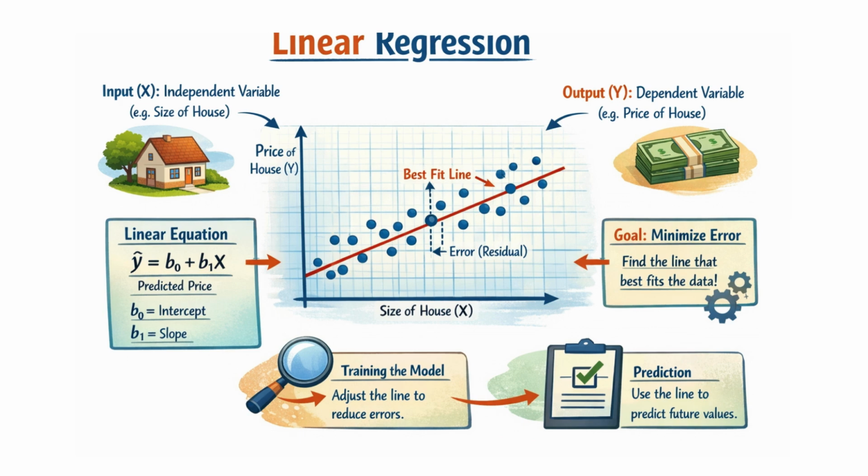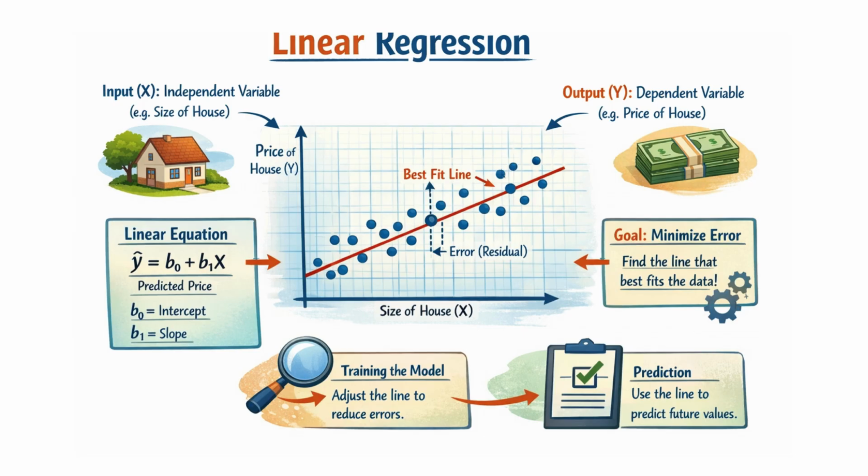The x-axis, the input or independent variable, represents the size of a house. The y-axis, the output or dependent variable, represents the price of the house. The blue dots are the actual data points collected from real examples. The red straight line is the best fit line, which shows the relationship between input and output.